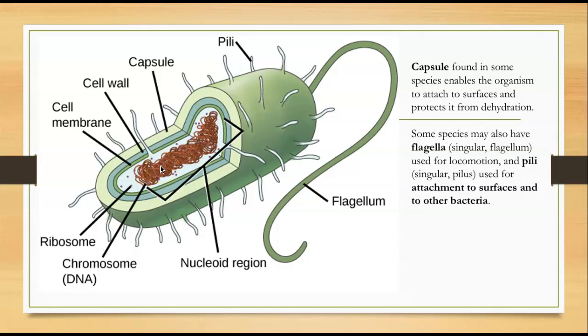Remember that I said very early on, the size difference between prokaryotes and eukaryotes is very vast. These guys are like 100 times smaller than eukaryotes. Now, this capsule is only found in some species, but it might enable organisms to attach to different surfaces and also protects it from dehydration and desiccation, drying out. Some species might also have a flagellum, which helps them to move around like a spinning tail. They might have these pili, or a single one is called a pilus, and that's used for attachment to surfaces and to other bacteria.